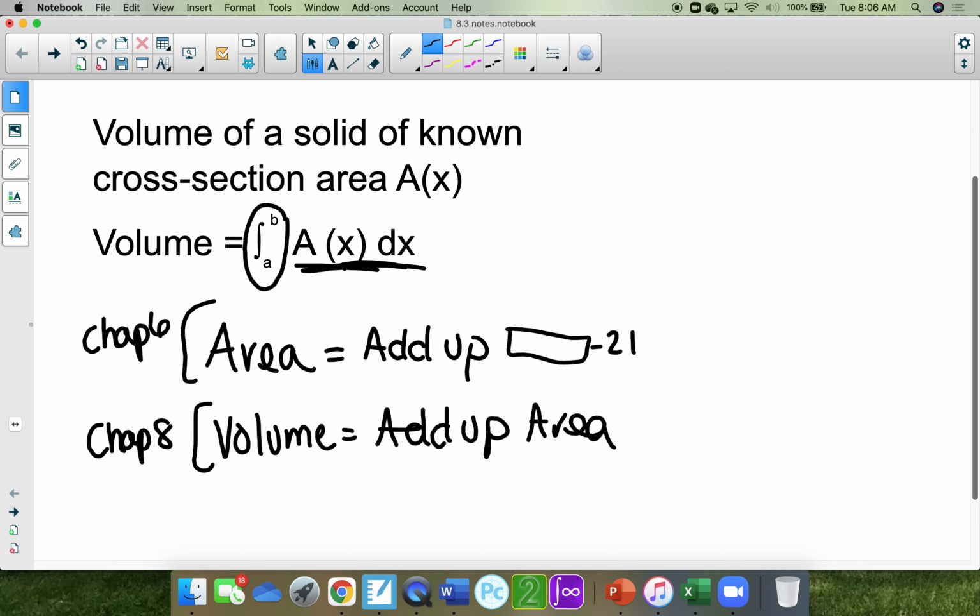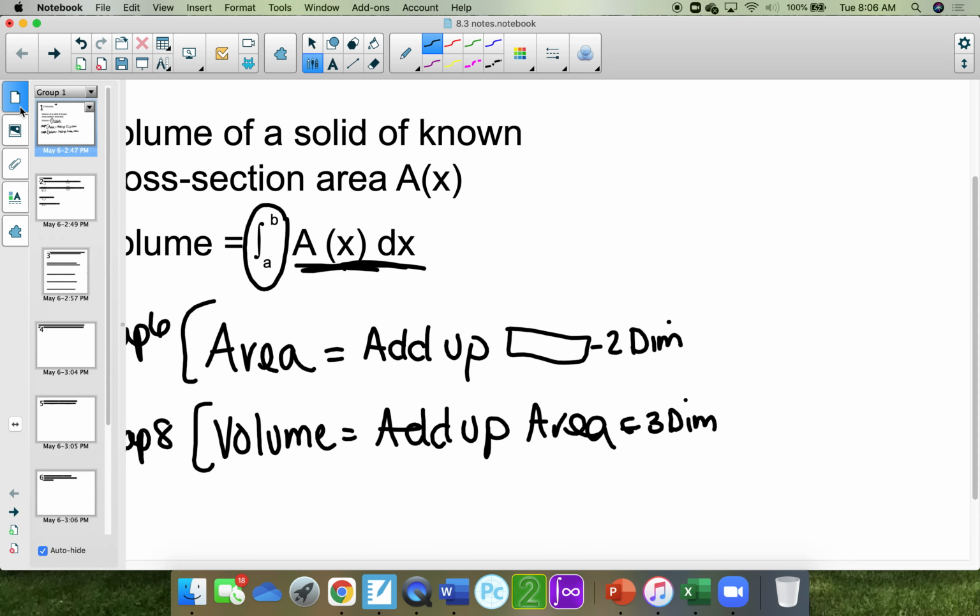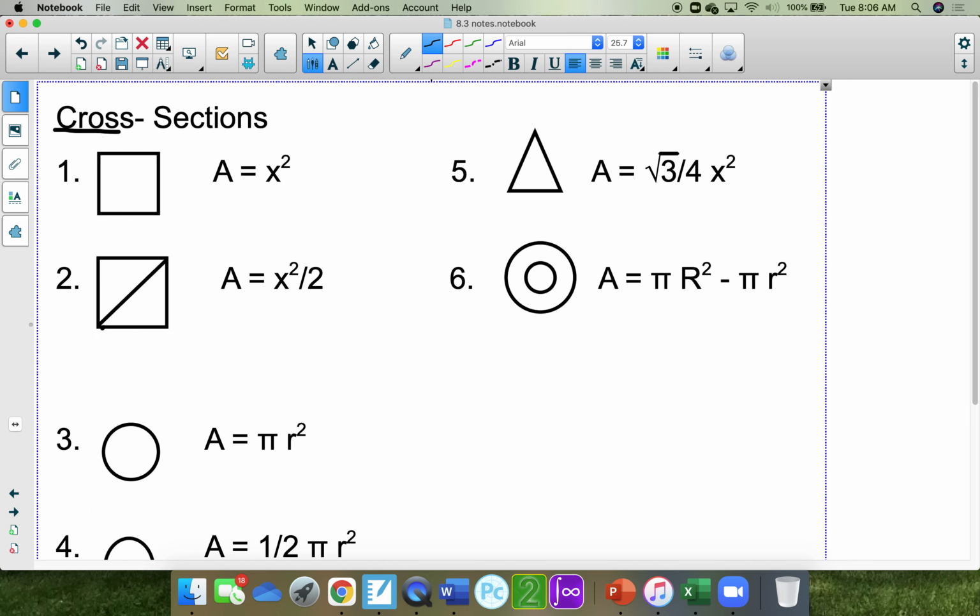Rectangles are two-dimensional. The area would be a three-dimensional object, and they'd be coming out. So you're adding up the area. These are called the cross sections that you would have to put inside of your integral. The first one is putting squares in that shape, whatever type of shape you have. And the area is x times x is the cross section.